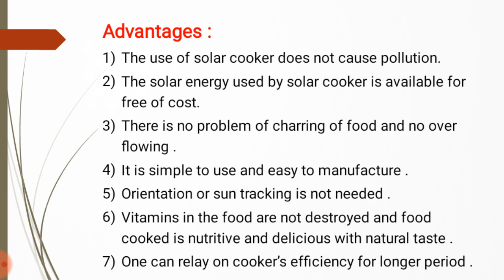Now the next advantage is the orientation or sun tracking is not needed, because in a solar cooker we use a plane reflector mirror, which is fixed to the wooden blocks. So there is no sun tracking used to follow the path of the sun. So this is the advantage, and hence there is no tracking system, hence the cost of the system is low.